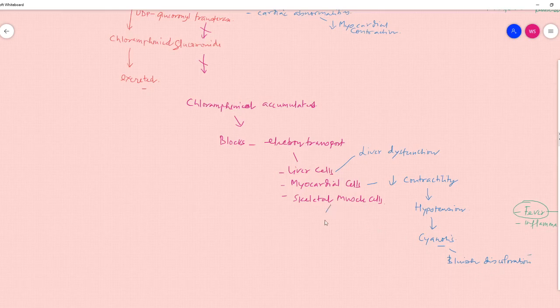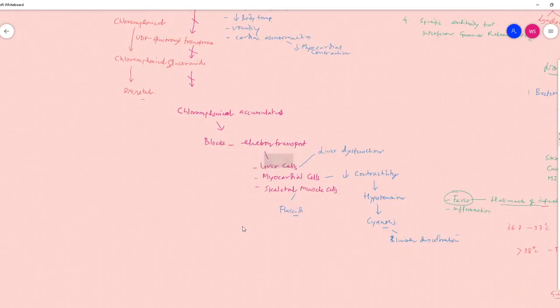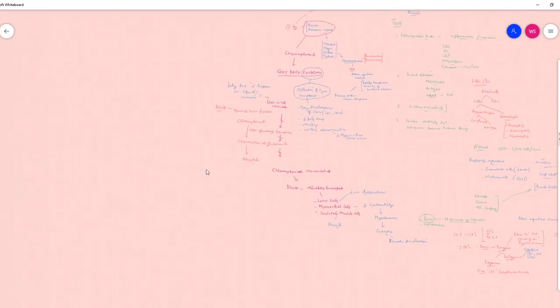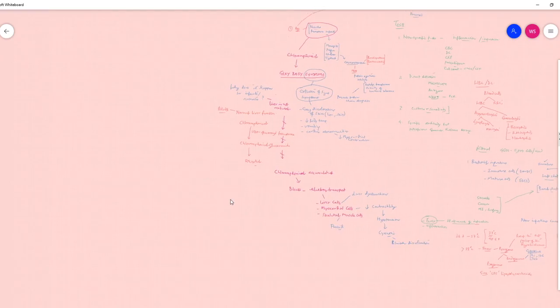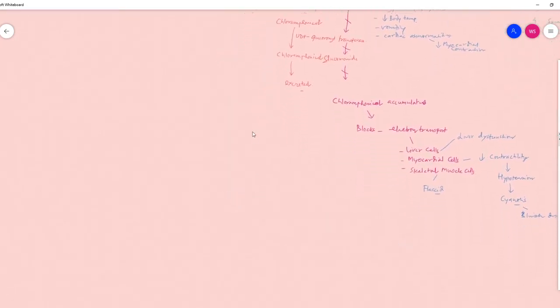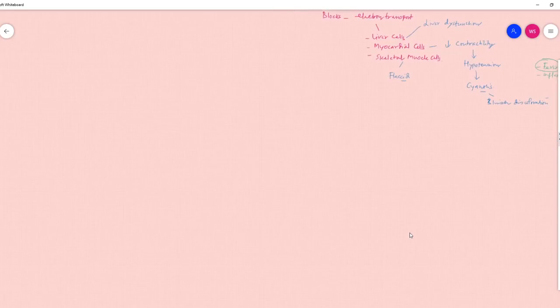And in skeletal muscles, what will happen? The skeletal muscles will become flaccid, okay, meaning they will lose their tone. Right? So that is the reason why chloramphenicol causes Gray baby syndrome in infants and neonates. Okay? So one has to be careful in prescribing such drugs to infants and neonates.